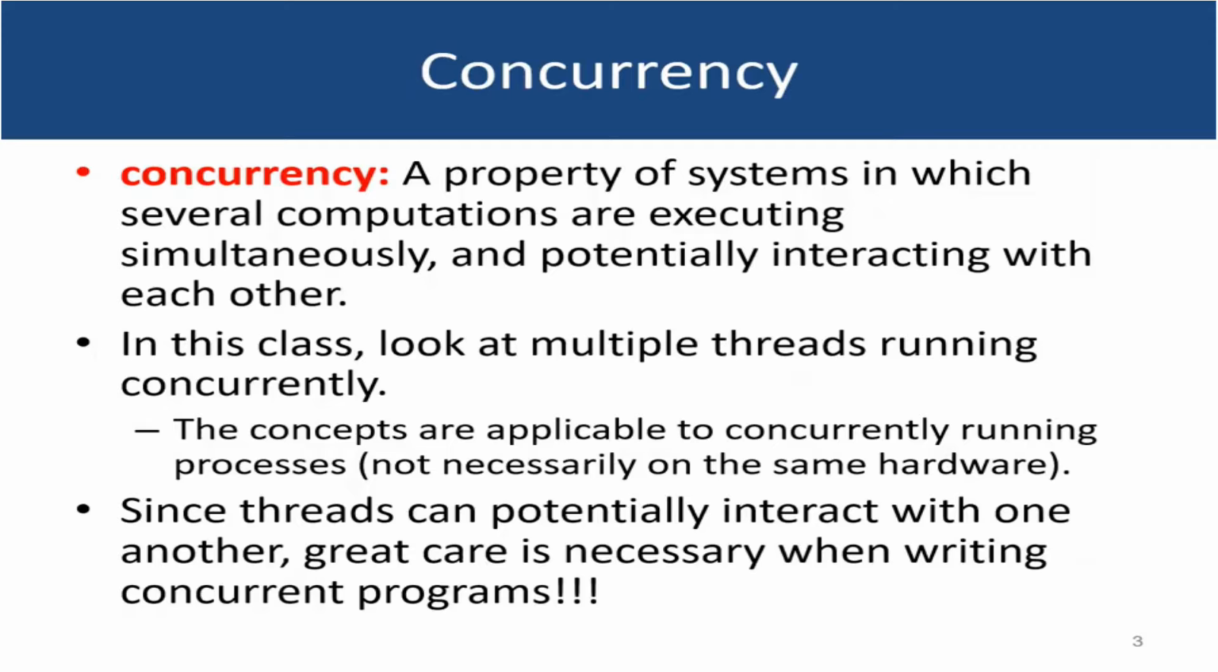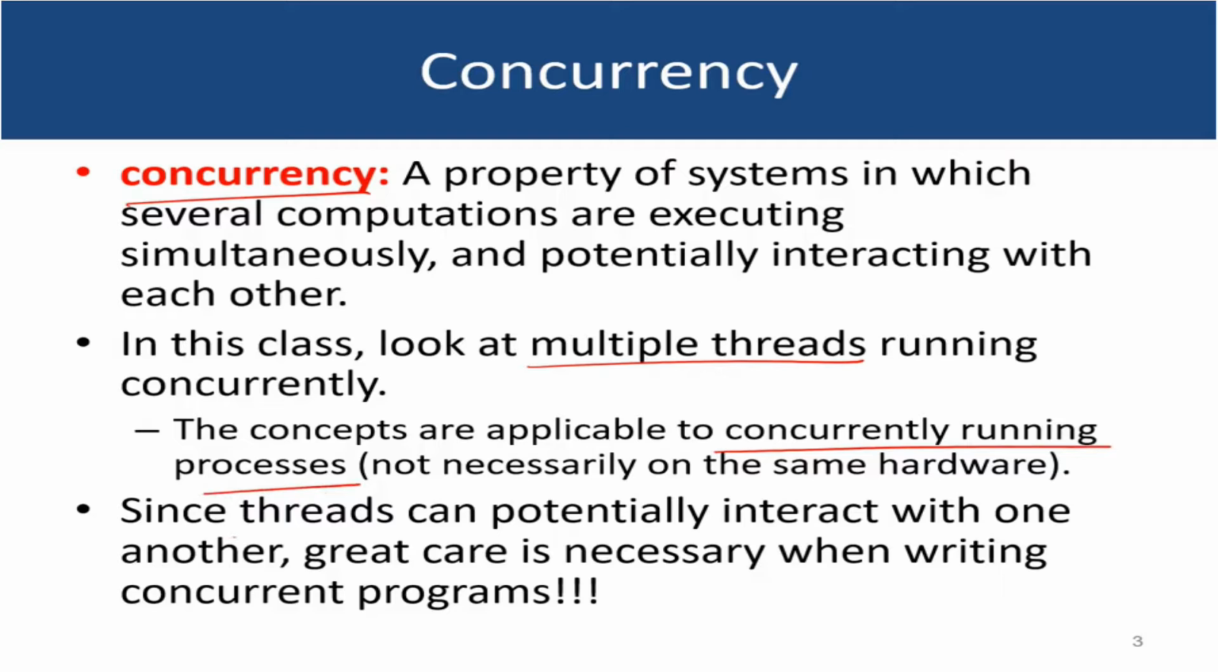So with that background, we are now ready to define concurrency. Concurrency is a property of systems in which several computations are executing simultaneously and potentially interacting with each other. As an example of concurrent programs, in this course we'll look at multi-threaded processes or multi-threaded programs. However, the concurrency concepts that we discuss in the context of multi-threaded processes would also be applicable to concurrently running processes.